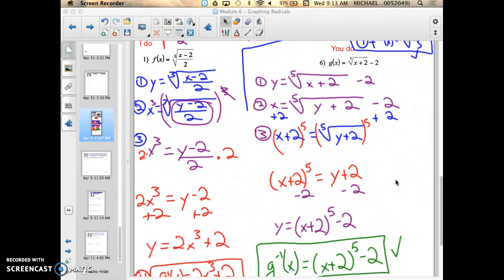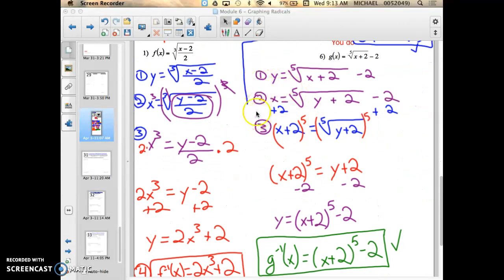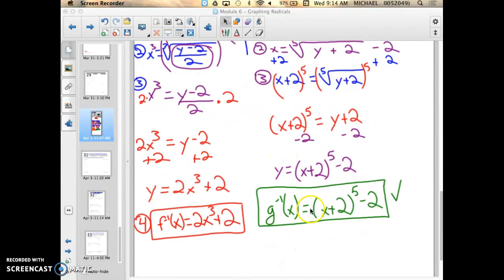And then down here for number 6, I laid out the steps in purple. Step 1, writing y instead of g of x, and switching the x's and y's for step 2, then starting to solve for y. This math looked a little bit different, but hopefully you're able to do it. I had to add 2 to both sides before I could start working with the fifth root. So finally, the inverse, g inverse of x equals x plus 2 raised to the 5th minus 2. And again, if you did not get that, please raise your hand so we can come check your work.